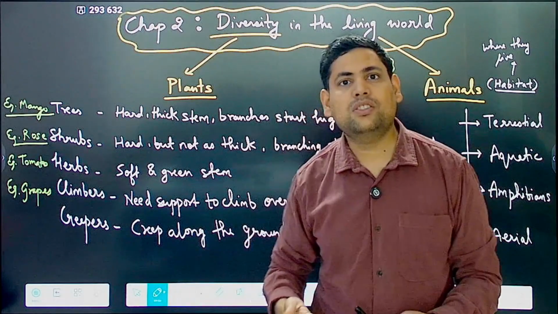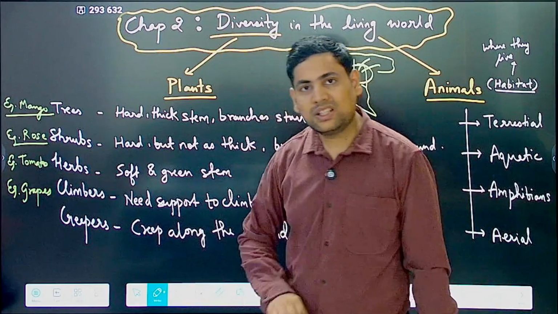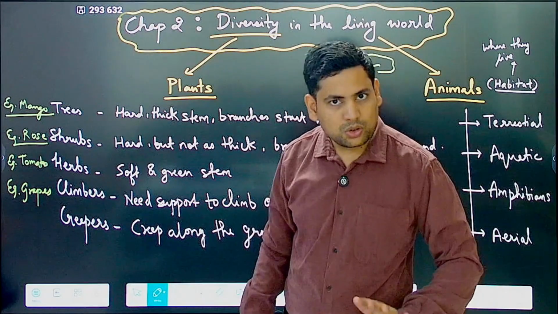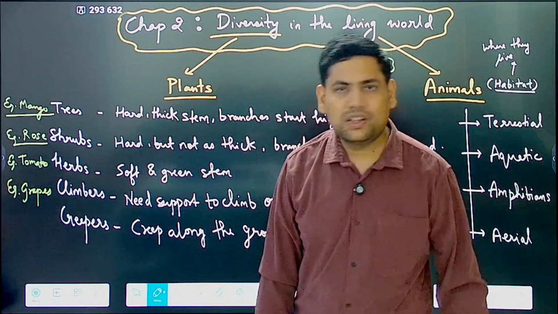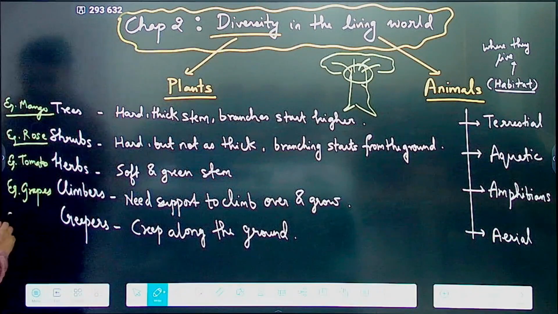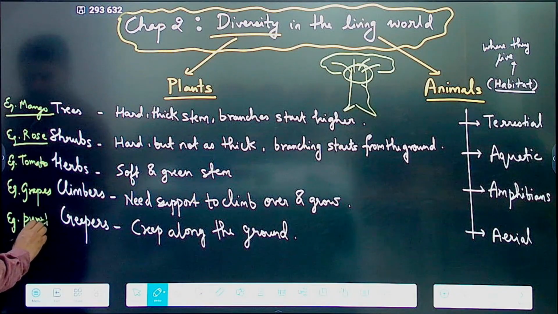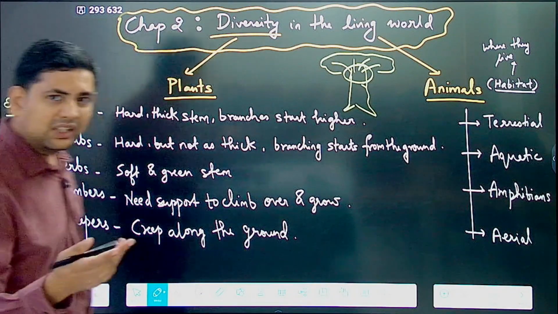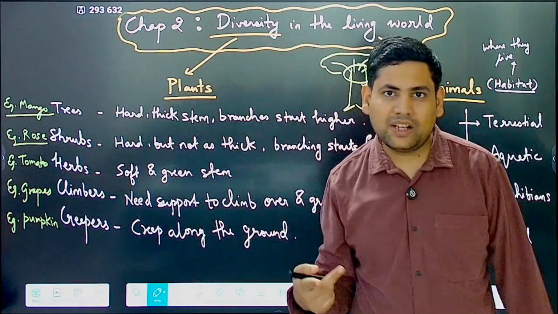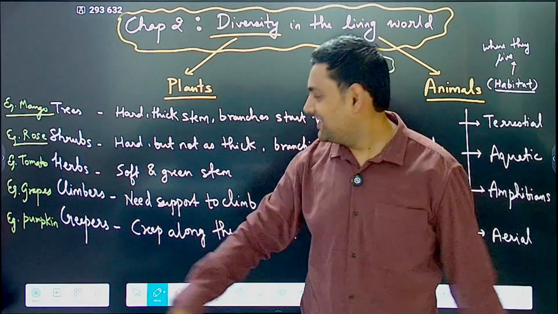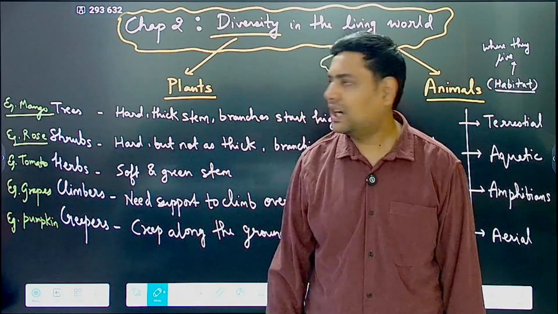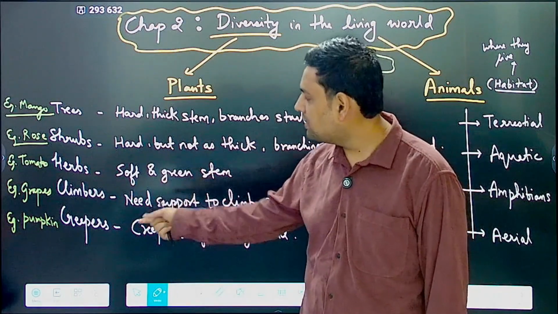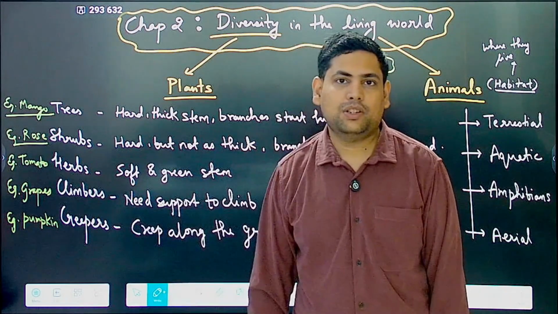So by adaptation only, such varieties grow as creepers. That is, they will grow very close to the ground, and their fruits will be lying on the ground itself. Example of this are, of course, pumpkin. Also bitter gourd. Okay, gourd you might have heard, lauki. Those are also creepers. So these are the basic classification of plants, that is trees, shrubs, herbs, climbers and creepers.